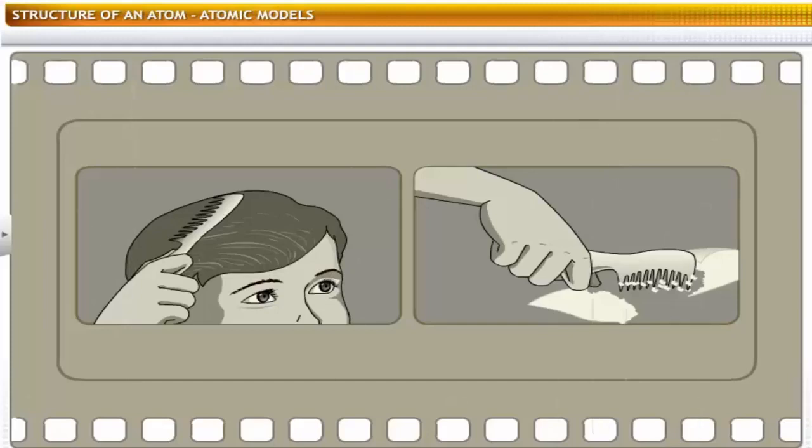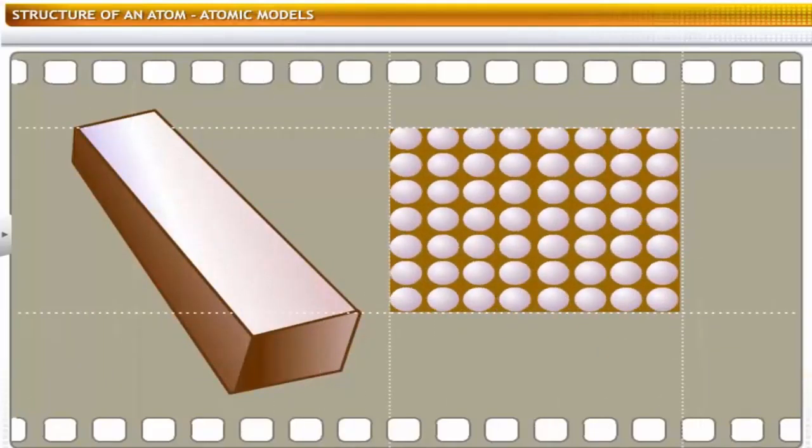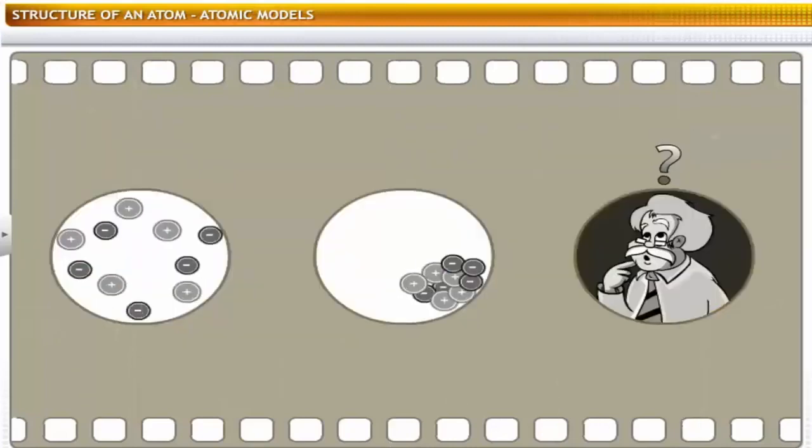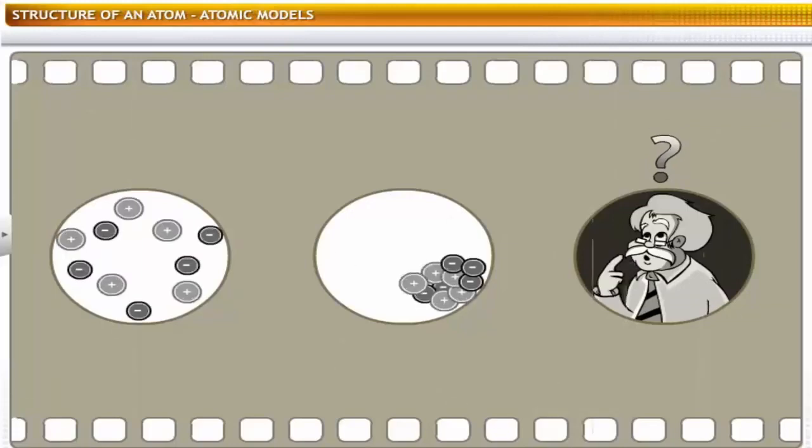This is how the comb gets charged when you run it through your hair, and then attracts the pieces of paper. You may wonder where the charge comes from in the first place. Well, matter is made of atoms, and all atoms consist of charged particles. Are the charged particles arranged in any particular manner? Are the charged particles spread throughout the atom, or are they concentrated in one place?